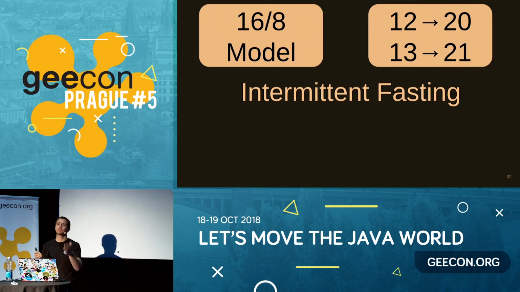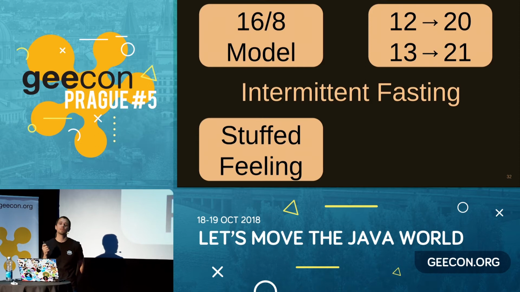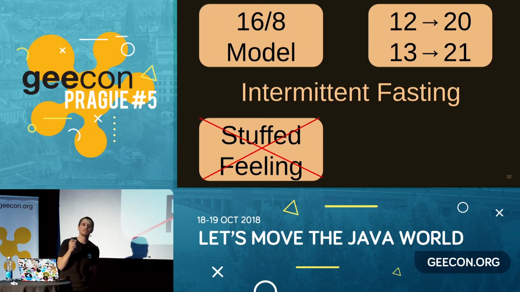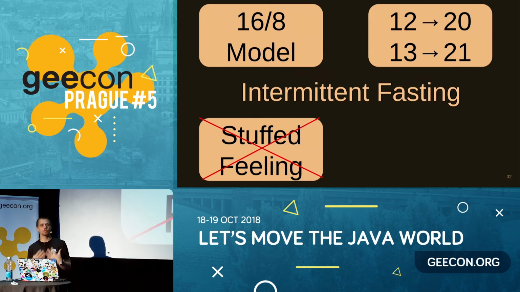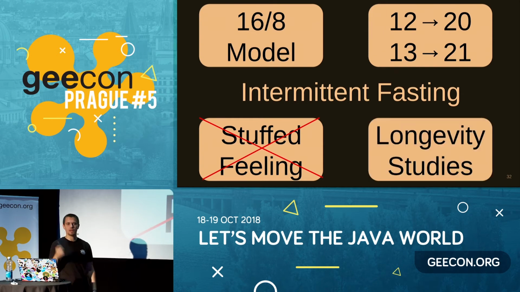So basically it's as simple as skip breakfast and sleep, because during the sleep you don't eat, hopefully. It's simple, but what I like the most about intermittent fasting is that the stuffed feeling disappeared, because you don't constantly feel like you're full. You start enjoying food, you start appreciating it, and you don't have to eat for the sake of it, like, oh, it's 9 o'clock, it's time for breakfast. You eat when you want to eat. And studies have shown that the fasting itself affects mitochondria, which ultimately is what helps with the longevity studies.